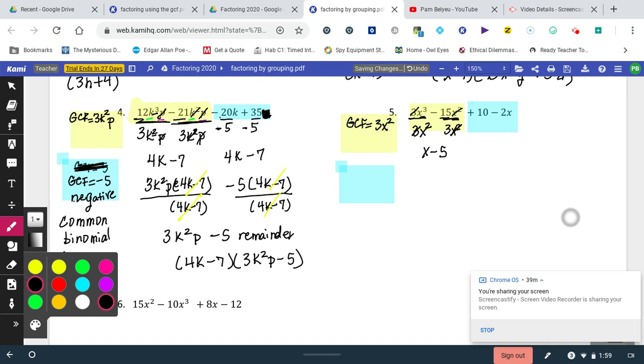All right, so you're going to write 3x squared, your GCF, and then your remainder, x minus 5. And then you can go to the block in blue.